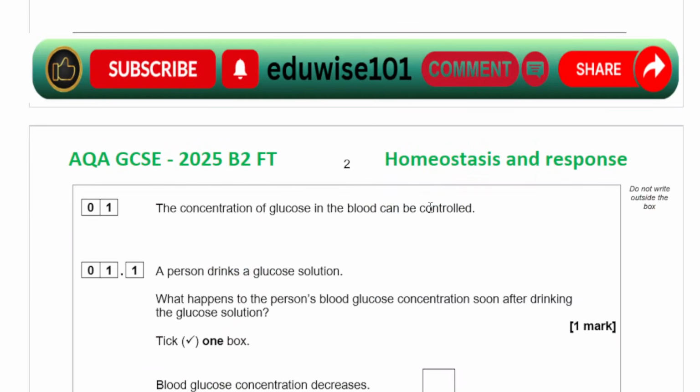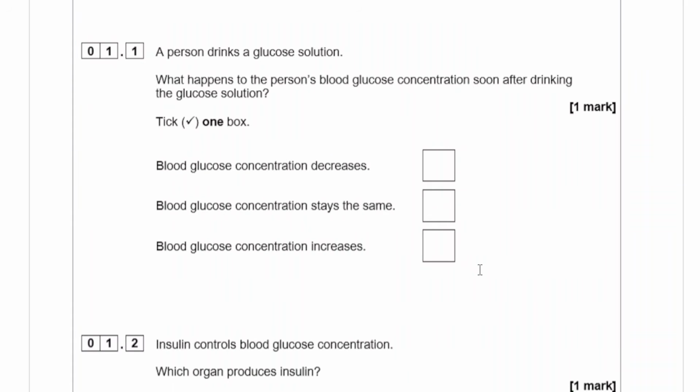Question number 1 is on the topic of homeostasis and response. The concentration of glucose in the blood can be controlled. A person drinks a glucose solution. What happens to the person's blood glucose concentration soon after drinking the glucose solution? The blood glucose concentration increases.